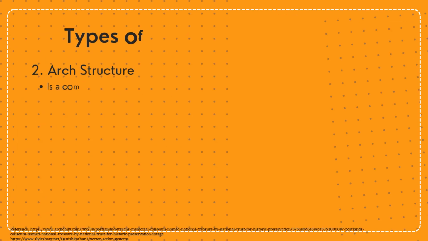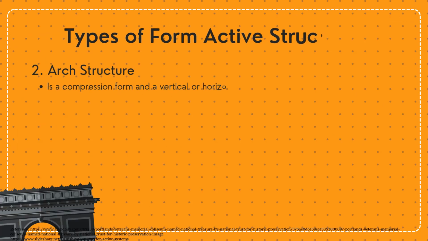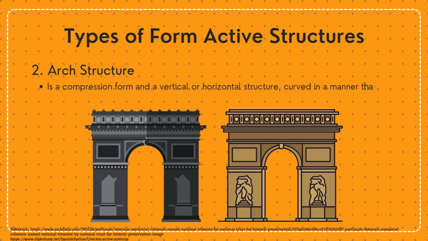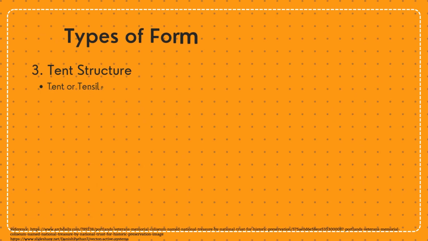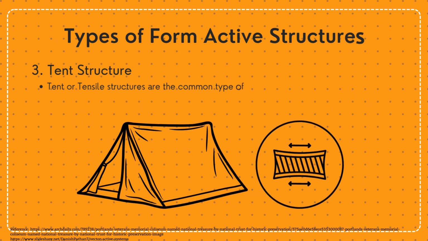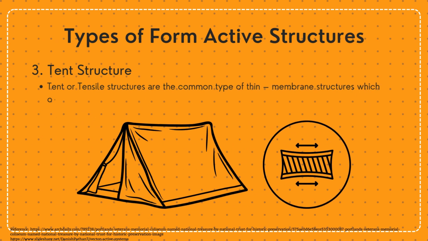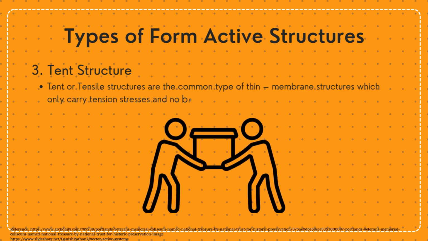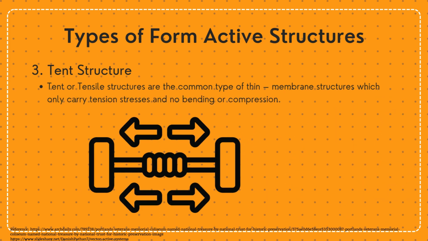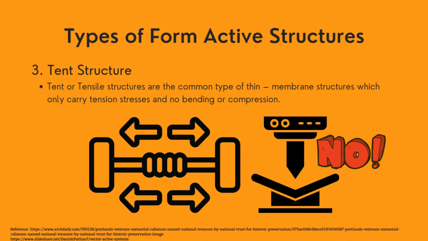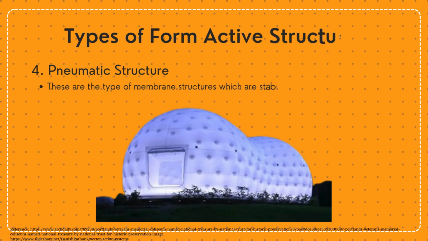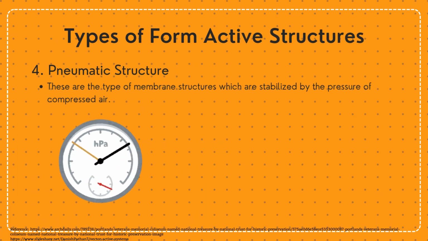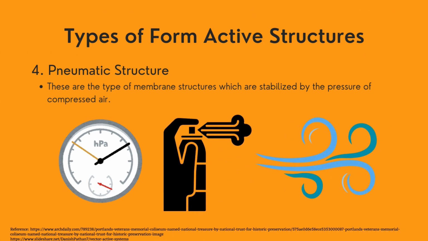The second one is arc structure. It is a compression form in a vertical or horizontal structure, curved in a manner that spans a space. The third one is tent structure. Tent or tensile structures are the common type of thin membrane structure which only carry tension stresses and no bending or compression. And the fourth one is pneumatic structure. These are the type of membrane structure which are stabilized by the pressure of compressed air.